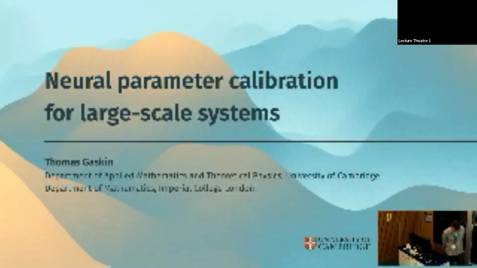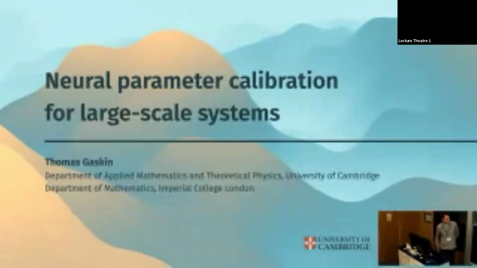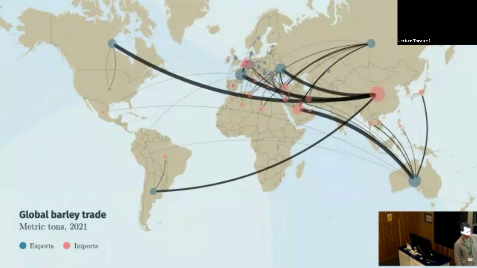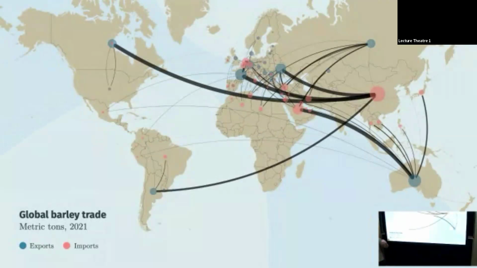Yes, I'm talking about neural parameter calibration, and to kick it off, I'm going to start with an example that isn't learning pictures of faces. This is the global barley trade in 2021. This is data from the UN, and basically you can see the flow of barley between importing and exporting countries. The blue nodes are the exporters, or the export quantities. The red nodes are the import quantities in metric tons.